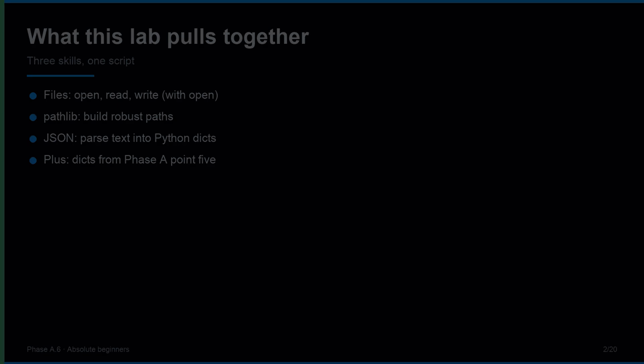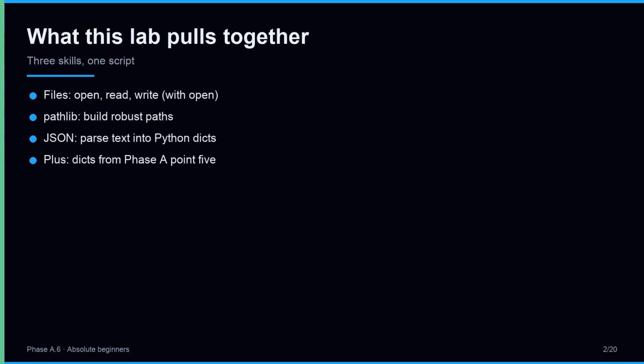Everything comes together. Here is what we are combining. From the files lesson, you use with open to read and write. From pathlib, you use Path to build the file paths without string concatenation. From the JSON lesson, you use json.load to turn the file's text into Python dictionaries. And from phase 0.5, you navigate those dictionaries with square brackets and the get method. Four pieces, one script. That is what capstones do. They show you how the pieces fit.